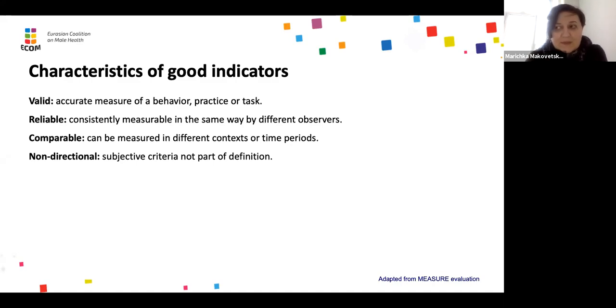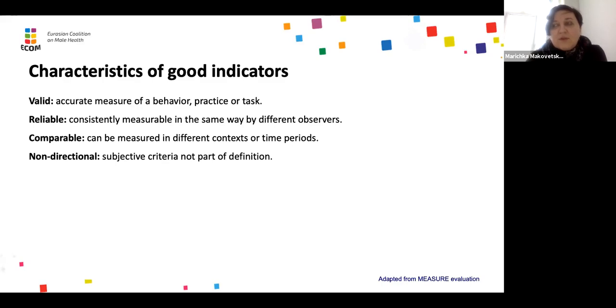That means you should understand sometimes it may be some subjective criteria, and it should not be a part of the definition. That's why your definition of the indicator should be clear, super clear. And if you add any other explanations to your indicator, you should explain what you mean by this criteria.